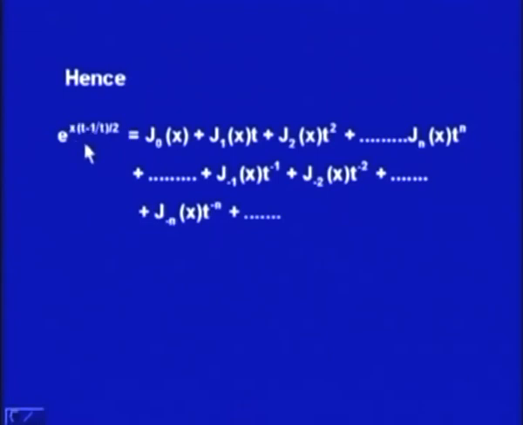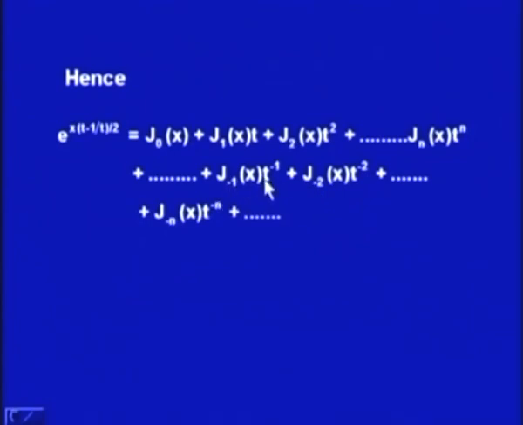Hence, we can say that e to the power x into (t minus 1 over t) by 2 is equal to, the term that is independent of t is J0(x), the terms which give us the terms in t, t square, t cube, t to the power n and so on, their coefficients are J1(x), J2(x), Jn(x) and so on, because we saw that the coefficient of t to the power n is Jn(x), and then the coefficient of t to the power minus n we have seen is J minus n(x).